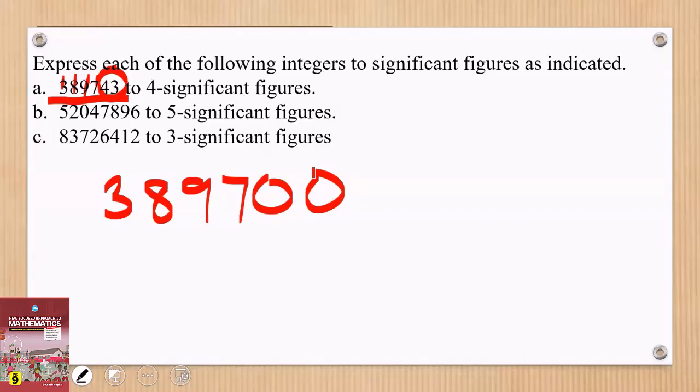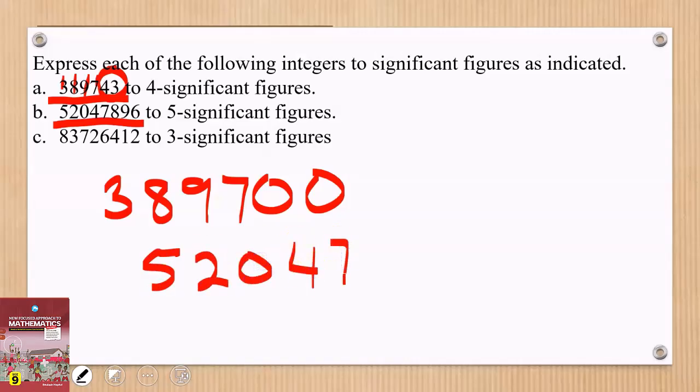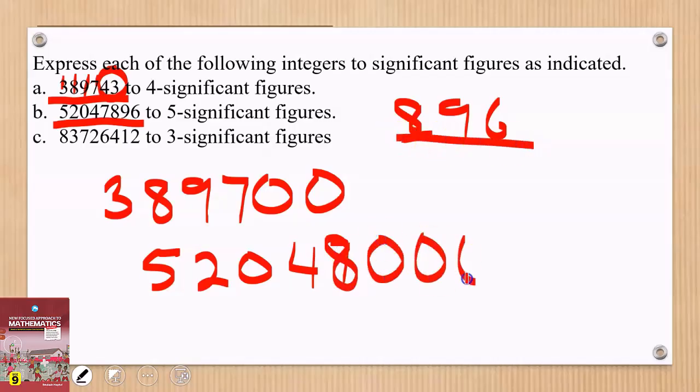Okay, now let's look at the second one. We have to round it to 5 significant figures. So let's look at the first 5 numbers: 5, 2, 0, 4, 7. Good. Now the number that follows the 7 is 8, and then 9 and 6. Because this 8 is 5 or more, we round it up and make the 7 become 8. When that is done, the remaining 3 digits, we replace them with 3 zeros. And so our answer to 5 significant figures becomes 5204800.